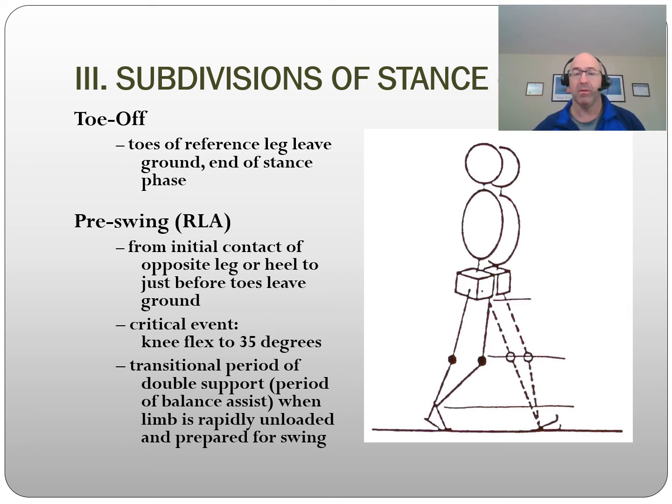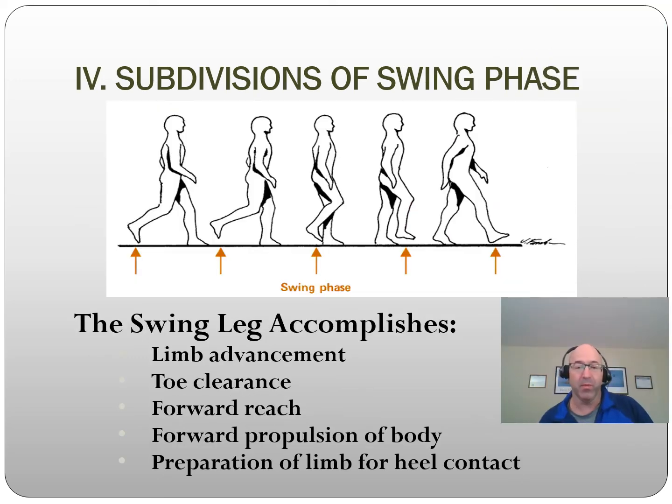Okay, let's move on to the next phase. Okay, we're going to now look at the swing leg, so the swing phase. So this is where we advance the limb. It swings all the way through in order to make contact with the ground again. Toes have to clear, we have to reach the leg forward, and this results in the body as a whole moving forward. So it's propulsion of the body, and it helps prepare that limb for heel contact.